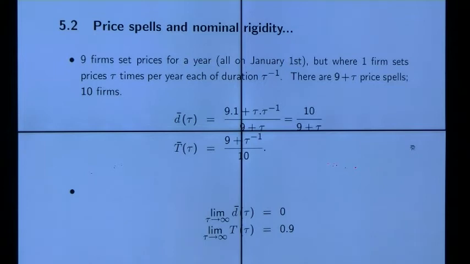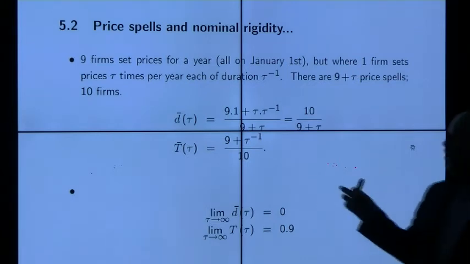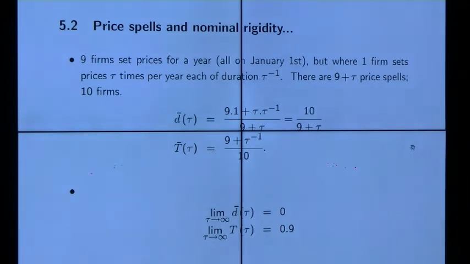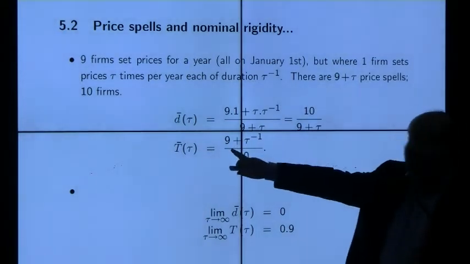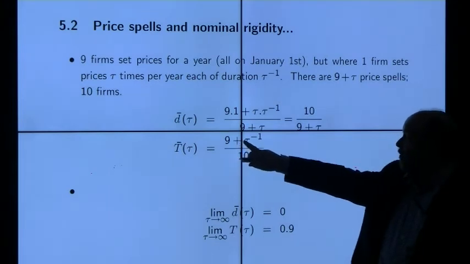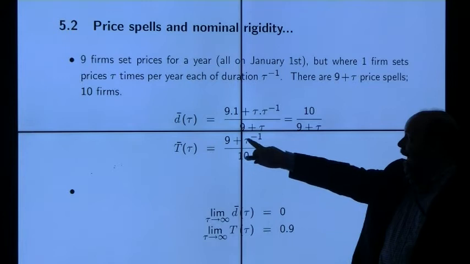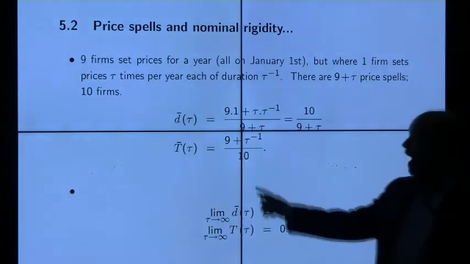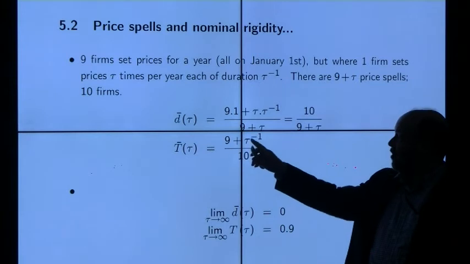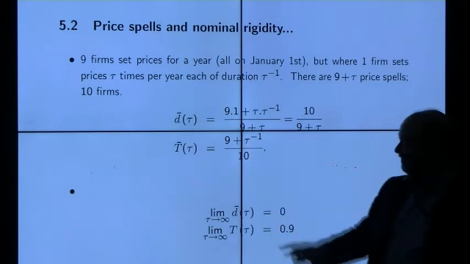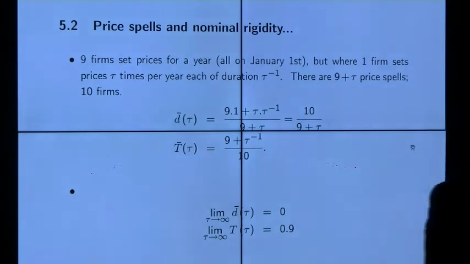The cross-sectional average is the average across firms. It's what I was talking about earlier when I showed you the diagram. If you average across firms, you get a completely different answer to that question. So if you're asking what's the average across firms, well, 9 firms set the price for 1 year, so you've got 9 there. And the 10th firm has an average duration of 1 over τ. So you're averaging 9 parts of 1 plus 1 part of 1 over τ, and the number of firms is 10.